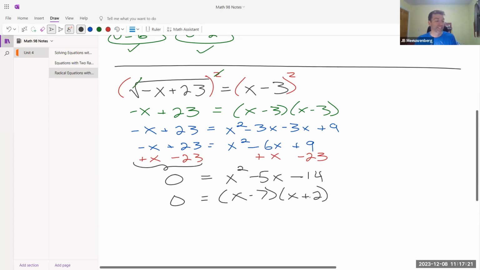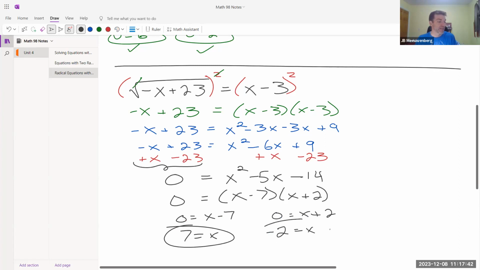-7 times +2 multiplies to be -14 and adds to be -5. And then we set both of those binomial factors equal to 0 and solve them. So we get 7 is equal to x. So there's one solution. And -2 is equal to x. There's our other solution.